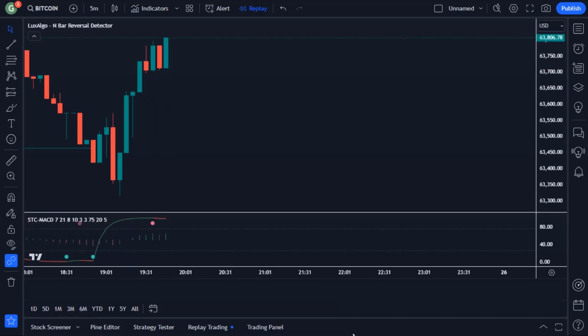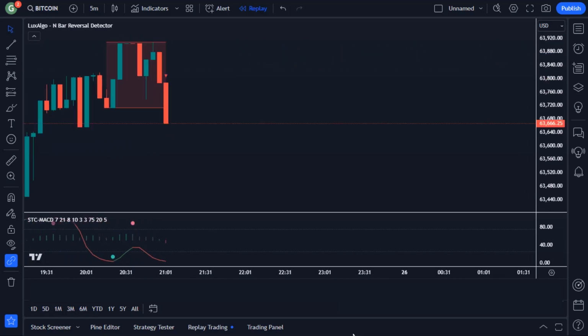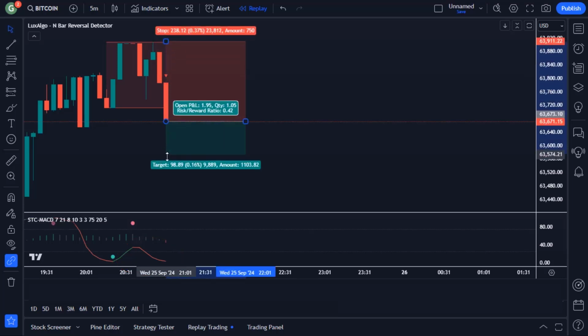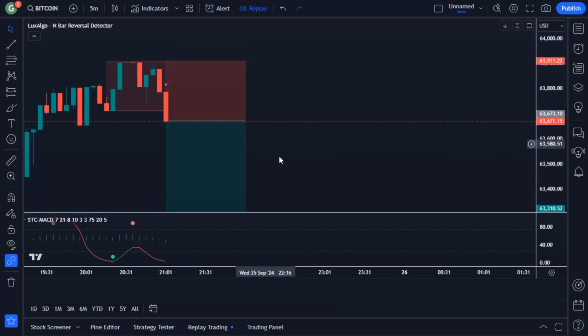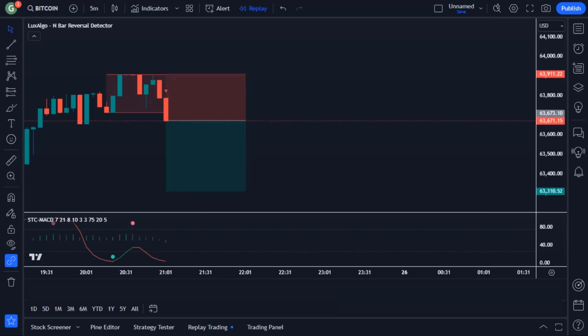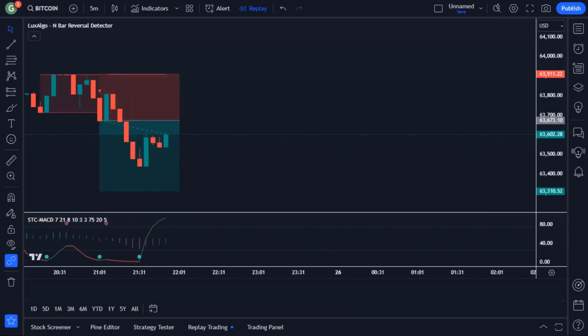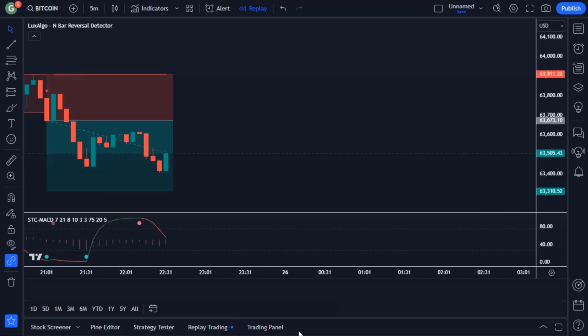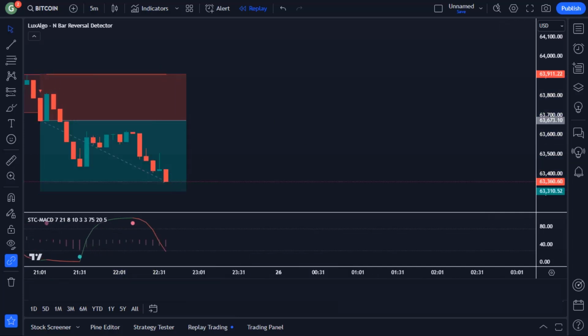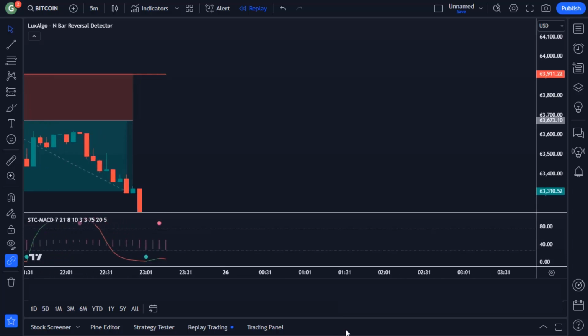Now we will see a trade on the Bitcoin chart on the 5-minute time frame. First look at the N-bar reversal detector indicator giving a sell signal and market price going downside. Now, if we look at the second indicator, it makes a red line. If this condition is fulfilled, then we will place a sell order. Our stop loss is to be placed at the previous high of the market, and the risk to reward ratio will be 1 to 1.5. Let's see how this trade plays out. The market has completely hit the target.